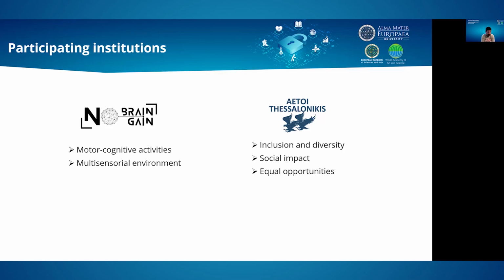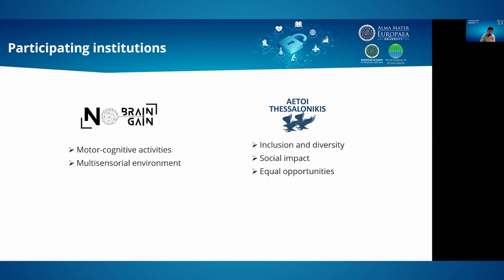On the other side, Aitoi Thessaloniki from Greece is an association that provides activities for people with special needs. So their work focuses on promoting inclusion and equal opportunities, and they engage people with special needs in a wide range of educational, social, and recreational activities.